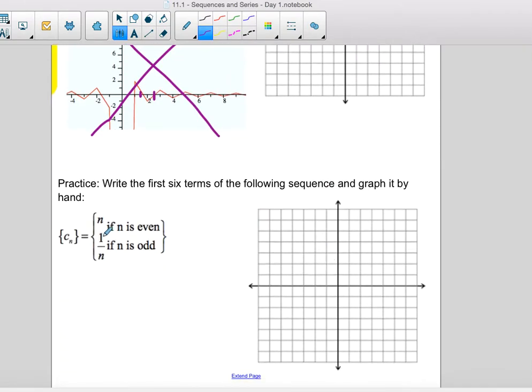This one I'm going to skip, but you can kind of see it. It does say it's a little different because it has different rules if you're plugging in an even number or an odd number. So if I wanted the first term, C sub 1, well, 1 is an odd number, so it would just be 1 over 1, which would just be 1. The second term would just be the number n, which would just be 2, right? So you could figure out the first six terms, no problem, I think.